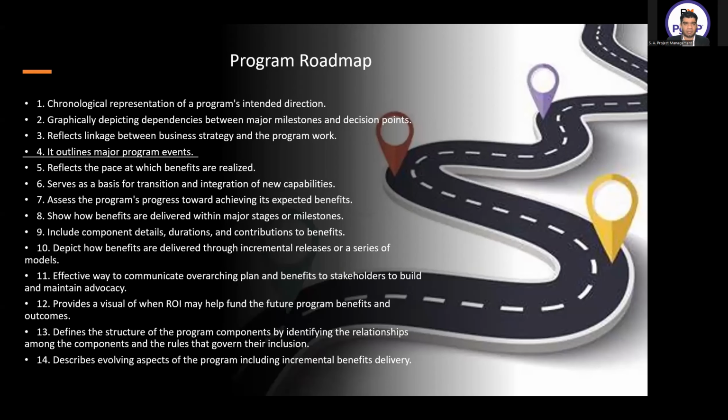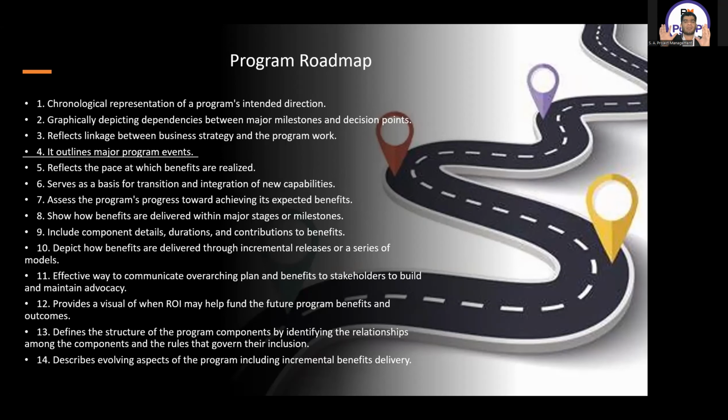And the third one in this chapter is a program roadmap. Once you think of a roadmap, the picture of a road should come in your mind. It will tell you the key milestones, where you are delivering, when you will deliver some benefits for your program, whether it's for the component or for the program level. So what are the keywords? Chronological representation of program's intended direction. Graphically depicting dependencies between major milestones. Reflects the linkage between business strategy and the program work. It outlines major program events, only the events, but there are no activities in the roadmap. Very important point. The roadmap will only have the milestones and events, but no detailed activities.